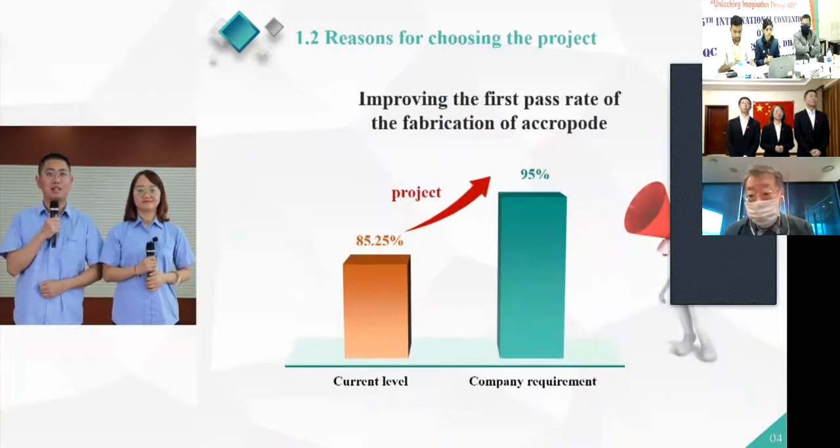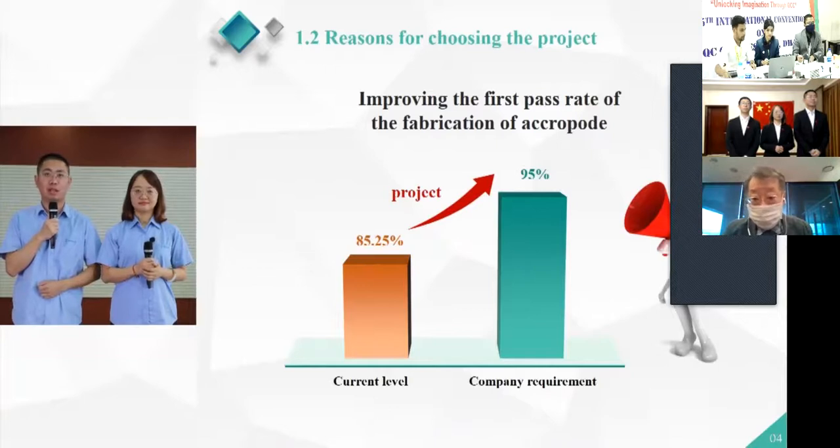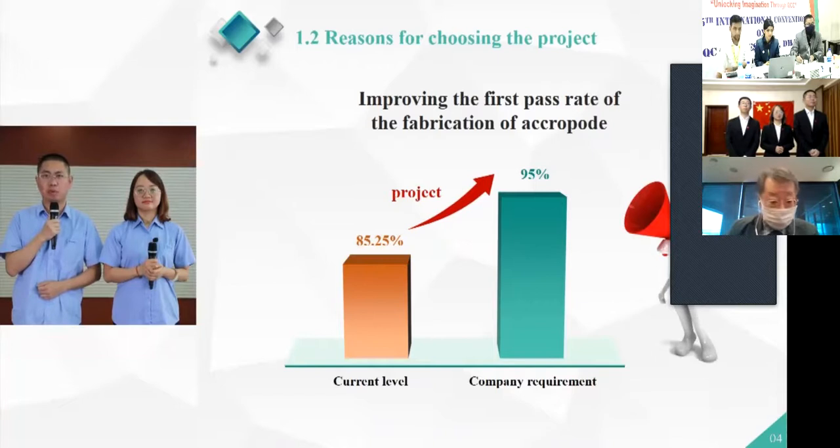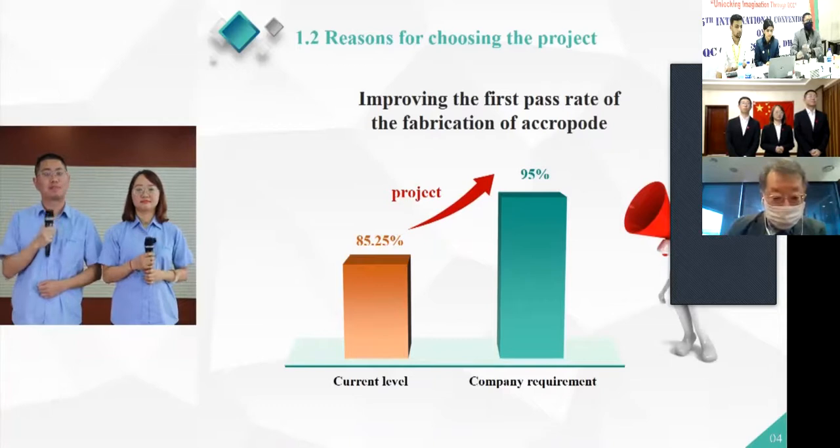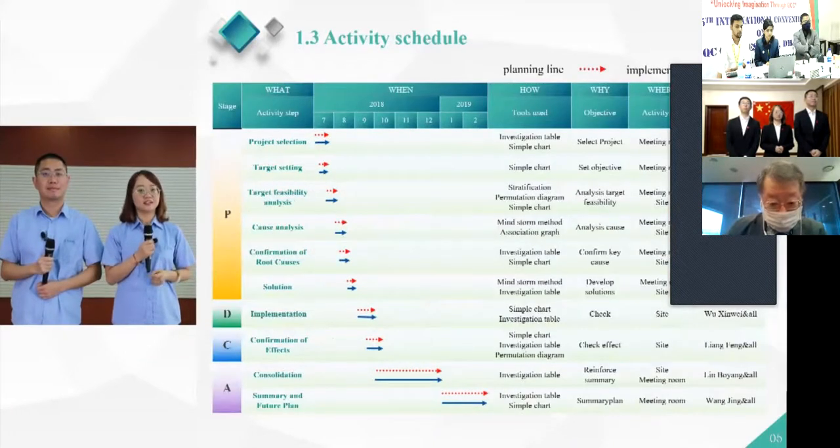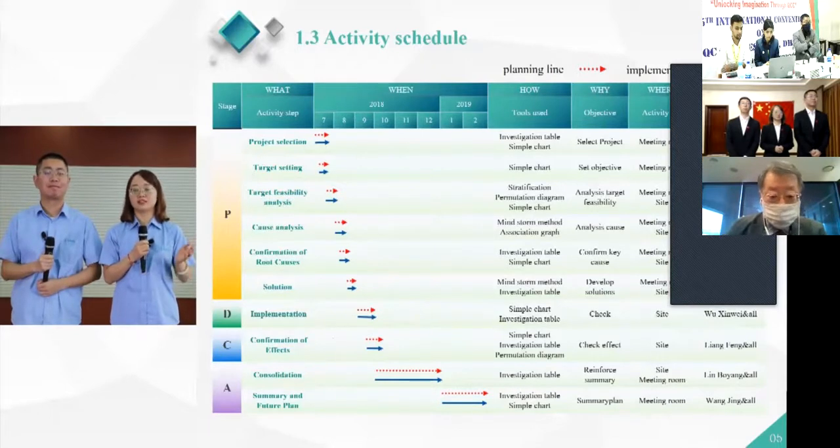Part 2, Reasons for selecting the topic. According to the company's requirement, the first pass rate of coupled blocks should not be lower than 95%. But actually, the data is only 85.25% at the end of July to the beginning of August 2018, not meeting the requirement. Therefore, through analysis, we selected this topic. We conducted the activities based on PDCA principles and designated one member as a responsible person for each activity.